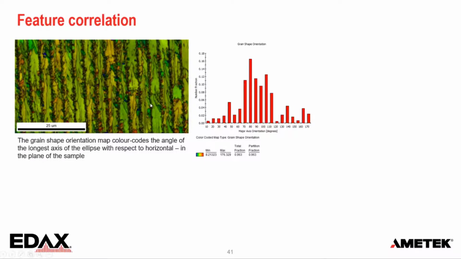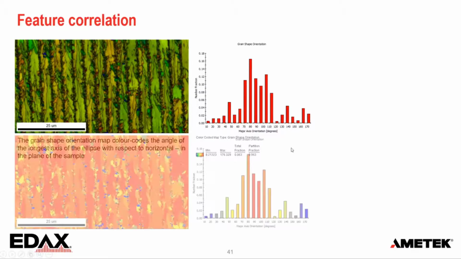You can also quantify this grain shape orientation in a different way. Here I have a color coding for the shape orientation. And this is just in angles, so 8 degrees and 280 degrees left to right. And you can see that here in that distribution.